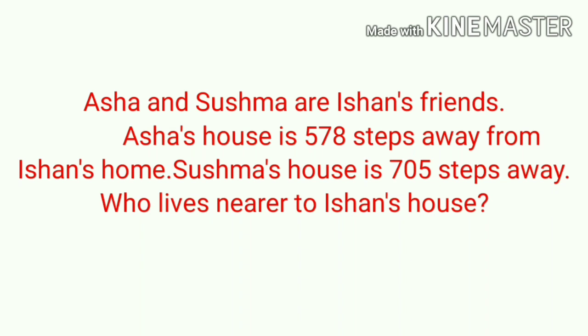Our next question. Asha and Sushama are Ishan's friends. Asha's house is 578 steps away from Ishan's home. Sushama's house is 705 steps away. Who lives nearer to Ishan's house? Here we have to find out the shortest distance. Here we have two numbers, that is two distances, 578 and 705. Here we have to find out which number is smaller, because we have to find out who lives nearer to Ishan's house. So we will compare these two numbers.